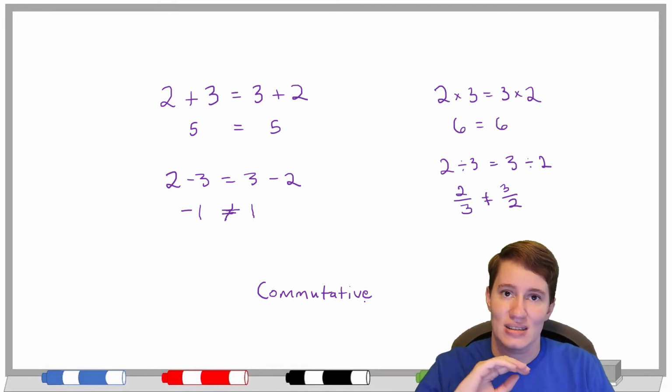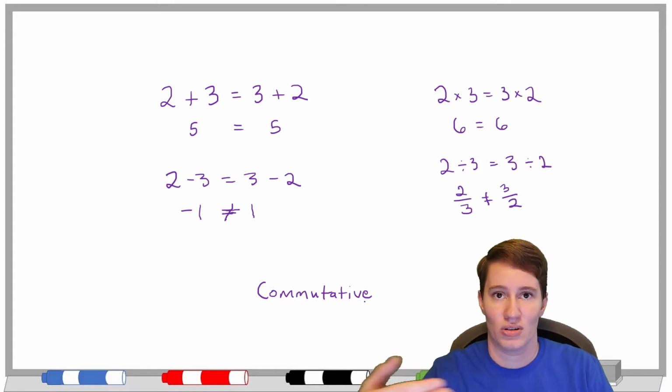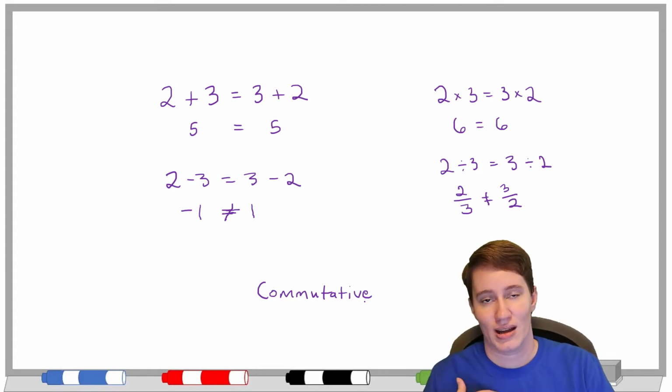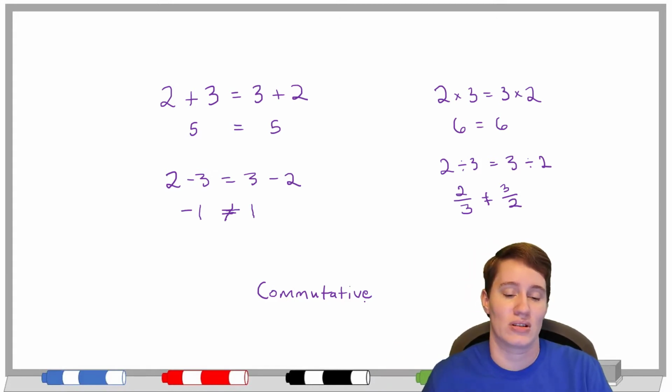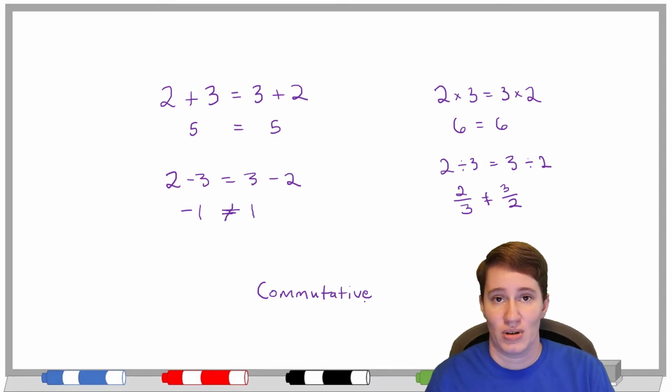So it's the idea that it's the same forwards and backwards. You go to work, you come back. You go to school, you come back. It's the same forwards as it is backwards. So that's the commutative property. That's our first property we're talking about today.